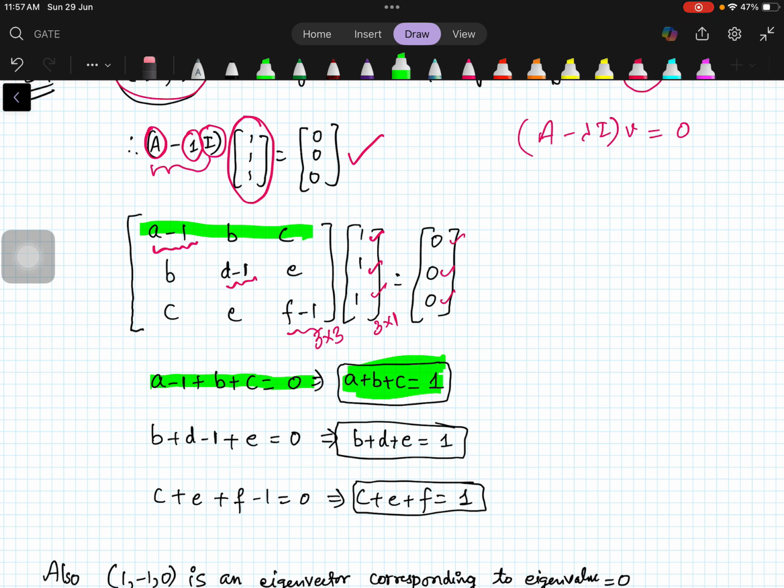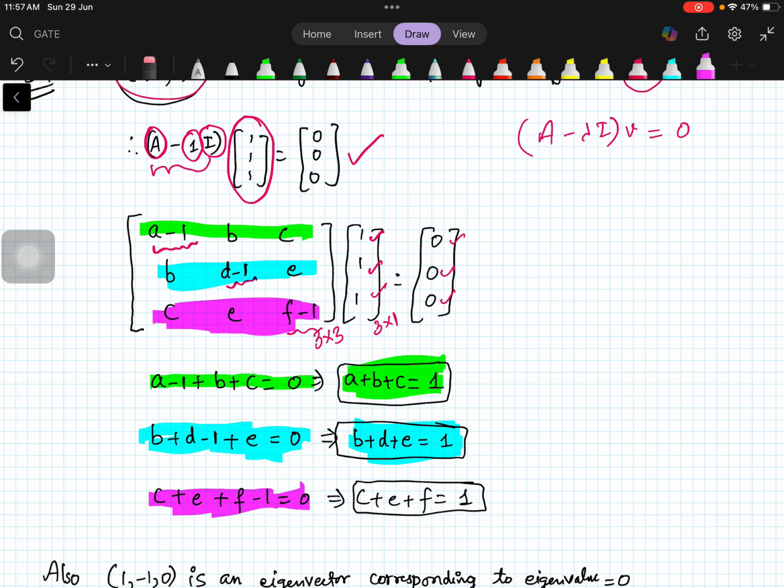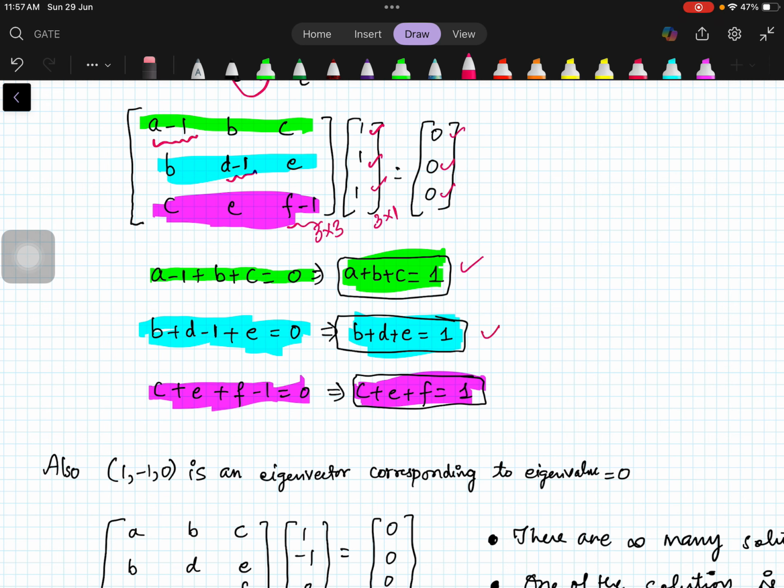When you do second row, you get b plus d minus 1 plus e equal to 0, that is b plus d plus e equal to 1. And when you do third row, you get c plus e plus f minus 1 equal to 0, that is c plus e plus f equal to 1. So you get these three equations. Now because we want to find out the value of f, if you look at the variables, there are a, b, c, d, e, f, so there are 6 variables, so we need 3 more equations.